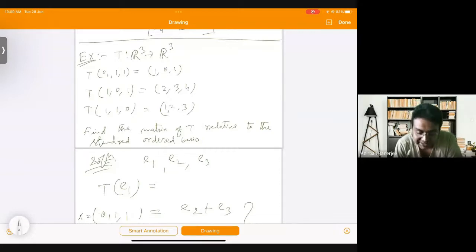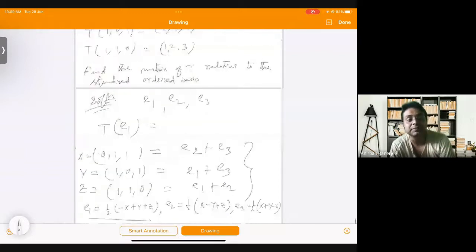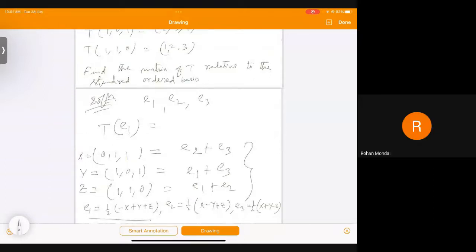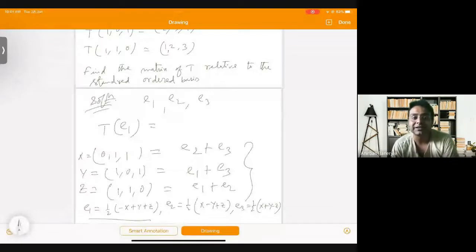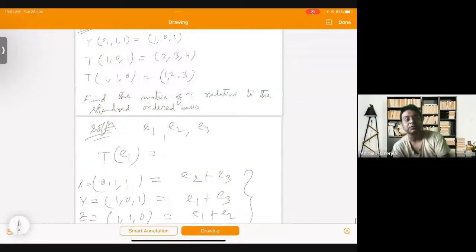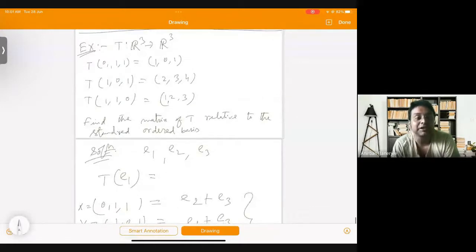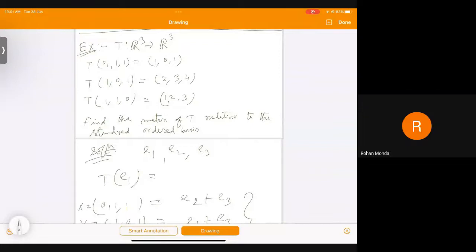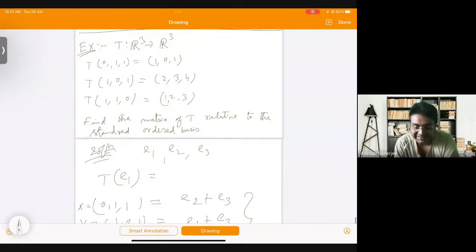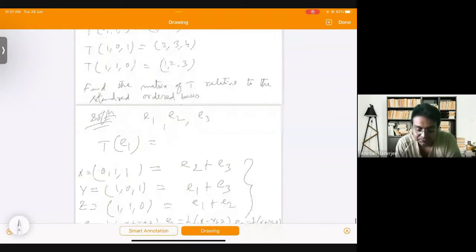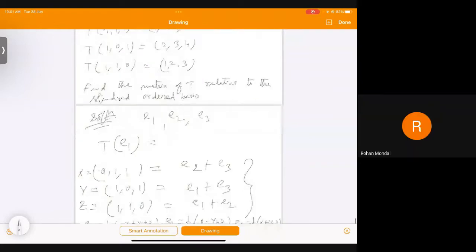But of course, to figure it out, the matrix will be: the first column will be TE1, second column will be TE2, and third column will be TE3. Right? Yes, sir. But we don't know what the vector will be after the transformation of E1. We don't know the formula of the transformation, the matrix is not given. But what is given? The example of the transformation. Right? So that's why we are expressing this E1, E2, E3 with respect to the given vectors on the right hand side, right?